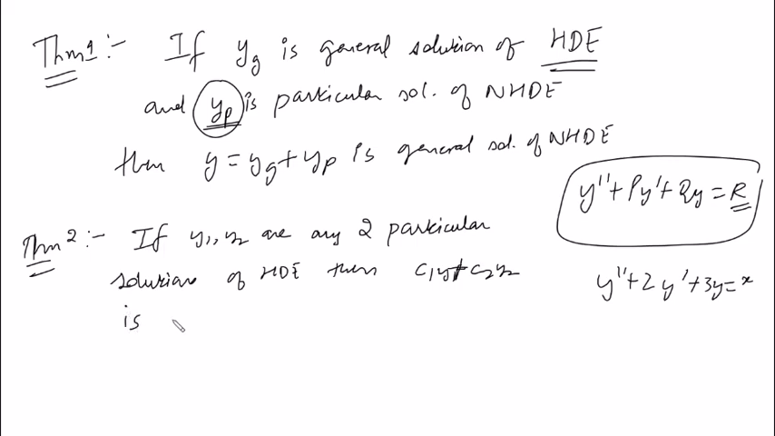Then C1y1 plus C2y2 is also a solution of the homogeneous differential equation. Now this result is particularly for the homogeneous differential equation, not to be generalized to the non-homogeneous one. In this result we are only talking about homogeneous: given any homogeneous differential equation, if you give me two solutions of it, I can give you infinitely many solutions just by taking their linear combination. C1y1 plus C2y2 is also going to be a solution of that.